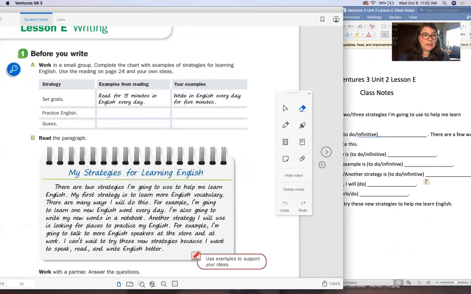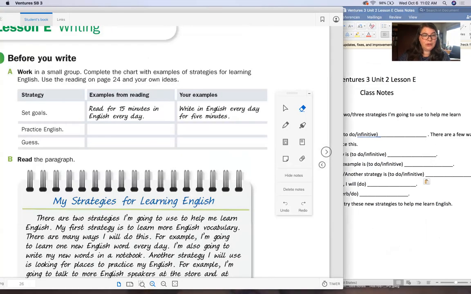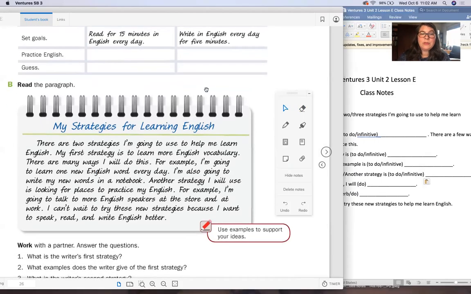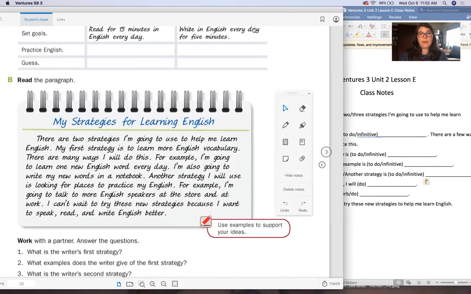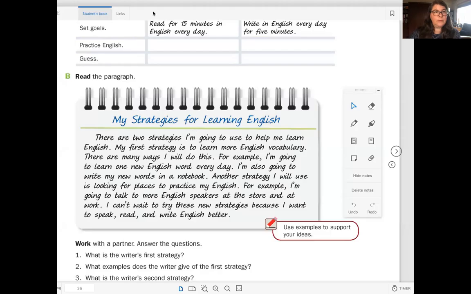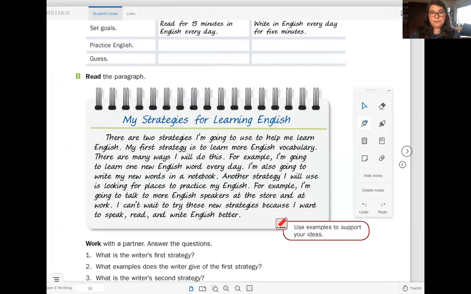Let's take a look at this paragraph. We're going to read it first, and then we will look at how it's organized to help you. Okay, there we go. So let's read.